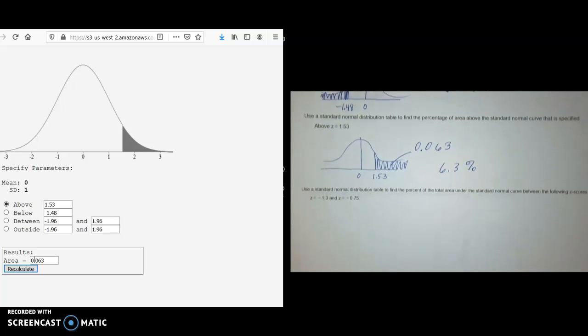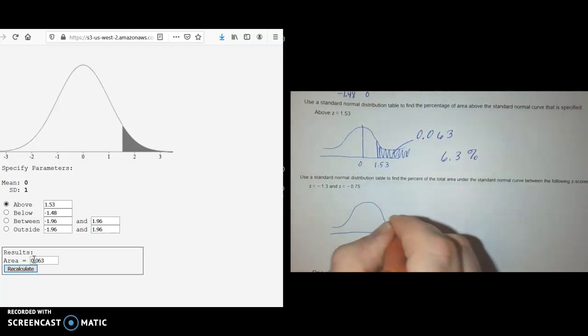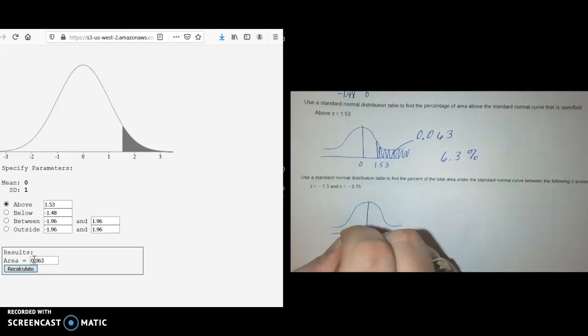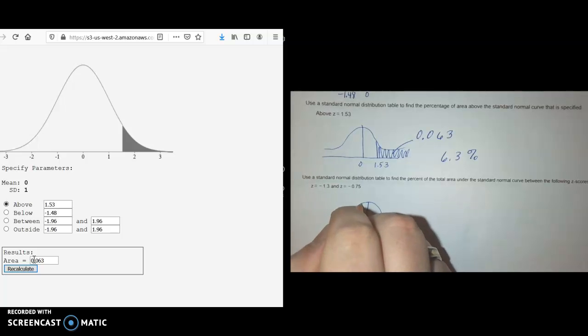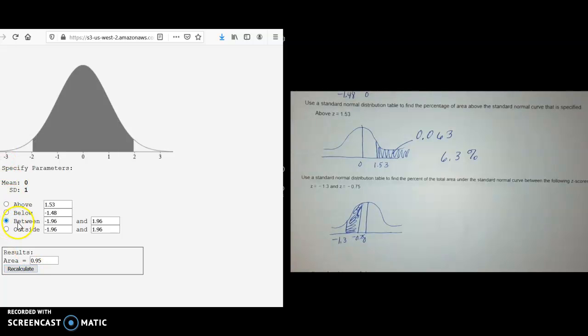And finally, in this case, I want to know the area under the curve between these two z-scores. So that's going to be negative 1.3, and over here is going to be negative 0.75. So I want to know this area. Well, guess what? We have a between as well. So I'm going to say between negative 1.3 and negative 0.75.